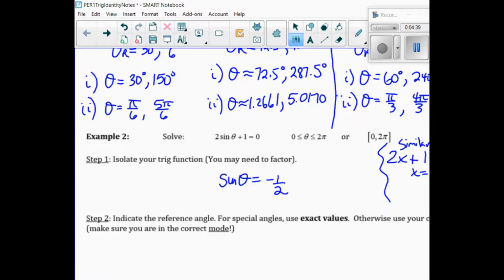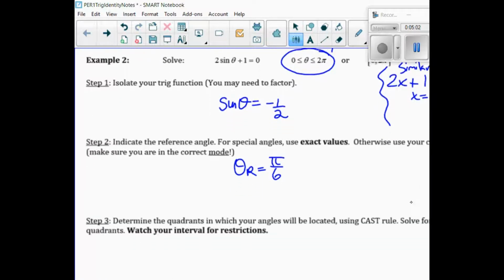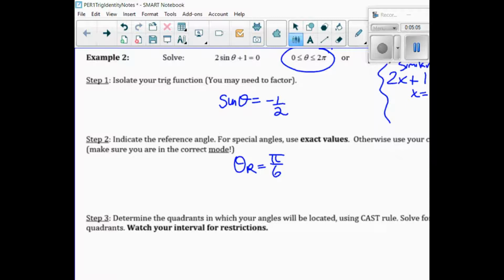So then we have to find the reference angle, the exact value. Now we're doing this in radians here. So this would be pi over 6. So my reference angle is pi over 6. I'm not saying my answer is pi over 6, I'm saying it's in the pi over 6 family. So now because sine is negative, you need to come up with the two quadrants in the pi over 6 family where sine is negative. So theta equals, the pi over 6 family would be the third and fourth quadrant. So that would be 7 pi over 6 and 11 pi over 6. All right.